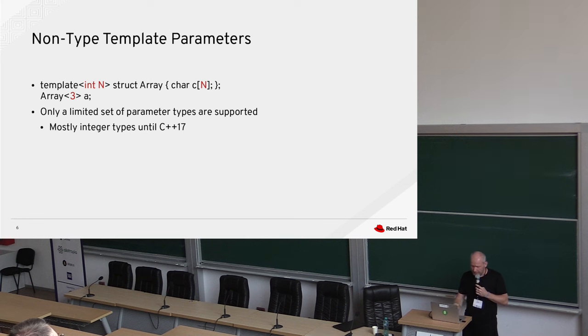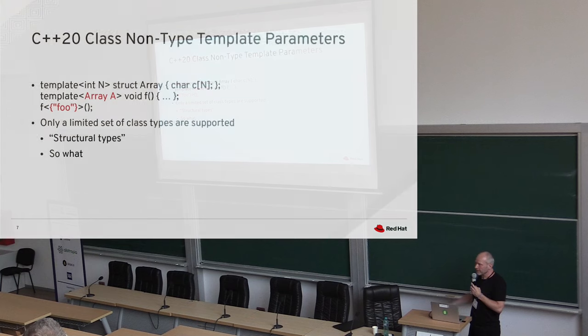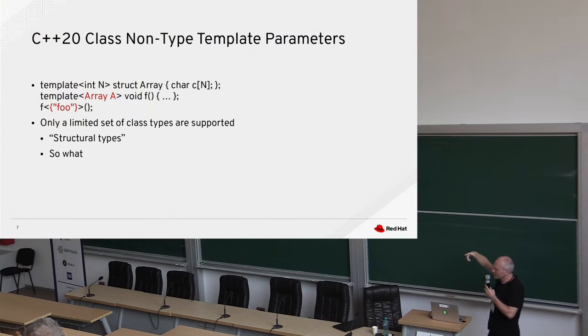The new stuff that comes in with C++ 20 is that these non-type arguments or parameters that you pass into the template no longer need to be just integers, but now also can be classes themselves.